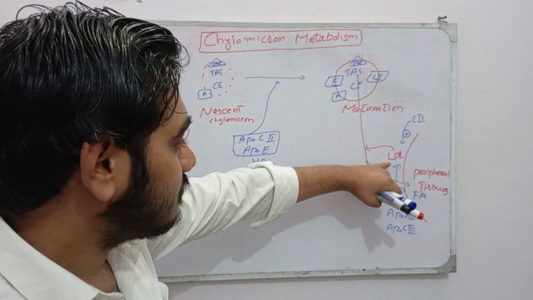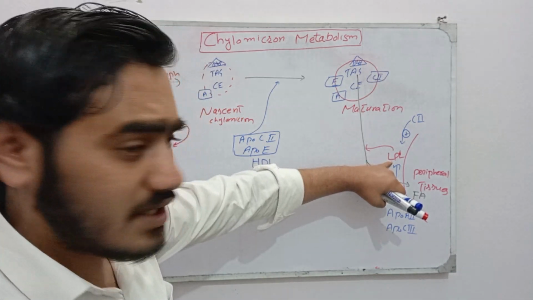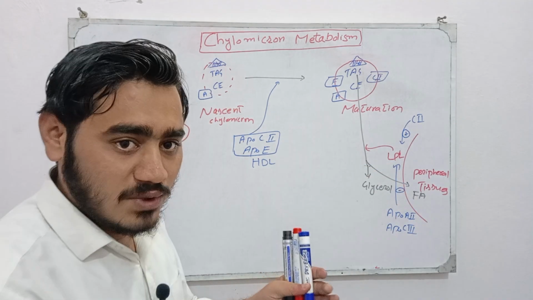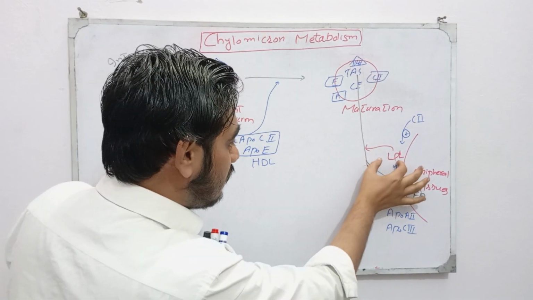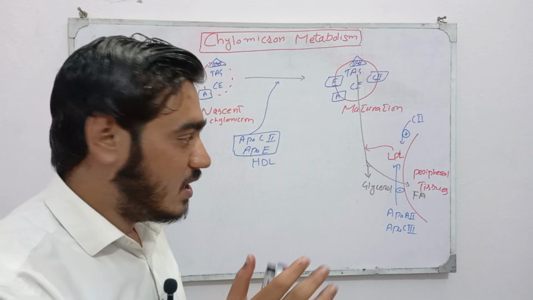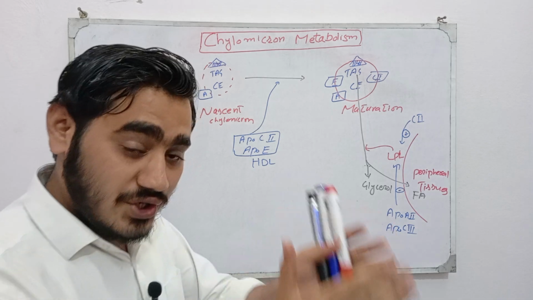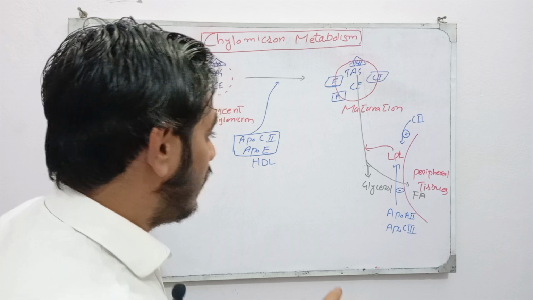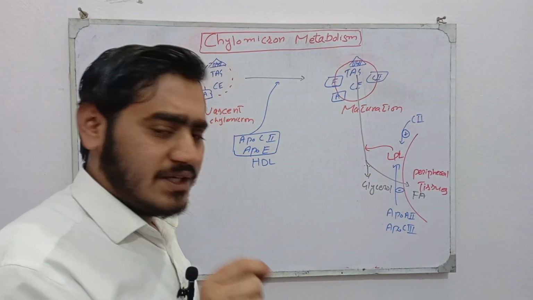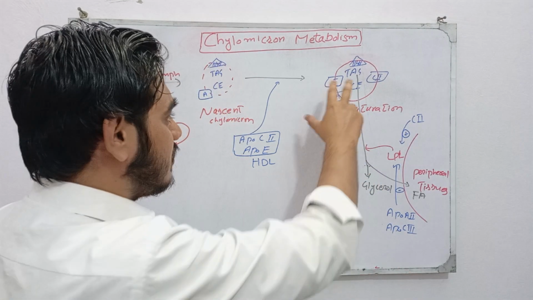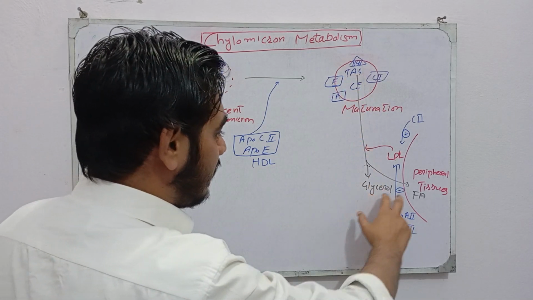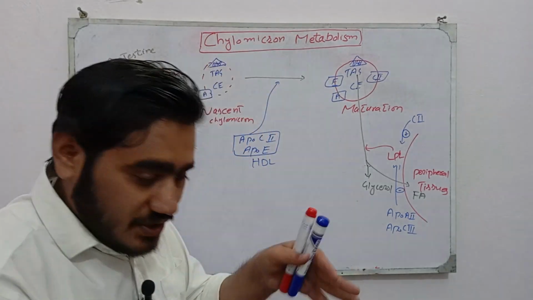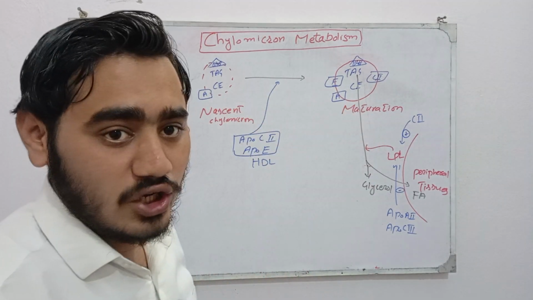For this lipoprotein lipase enzyme, here is a role of the hormone insulin. Insulin is responsible for the increase in synthesis of this lipoprotein lipase enzyme and for the translocation of lipoprotein lipase to the surface of endothelium. Now 70 to 90% of triacylglycerol gets hydrolyzed by lipoprotein lipase enzyme and it leads to the reduction in the size of mature chylomicron.